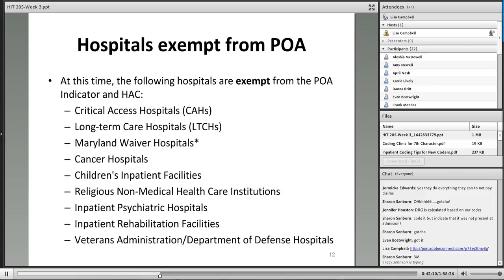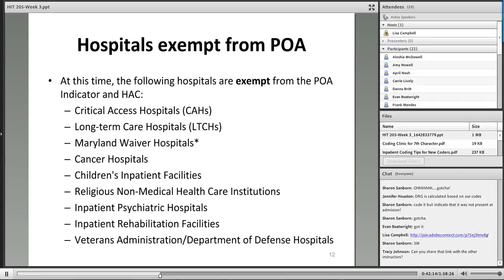All right, so there are some hospitals that are exempt from the POA indicator and the concept of hospital-acquired conditions. So those hospitals are listed here on the screen. I won't read these for you because you have the slides for this session, so you can have them for future use.